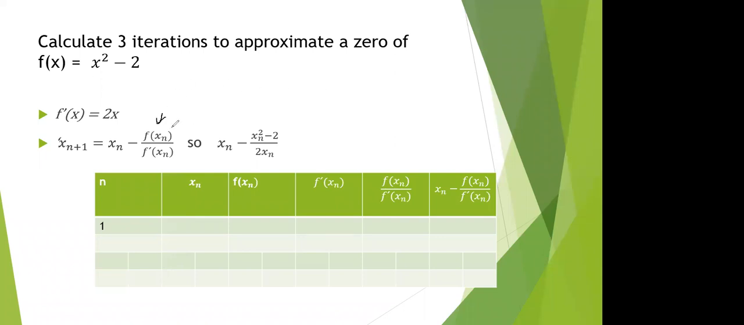You notice we have a function, and then we have the derivative of that function. Here's the function. Here's its derivative. The derivative of x squared minus 2 is 2x. So we have our two functions here, the function and its derivative. Okay, so what I already said, this first x of n is a good guess.